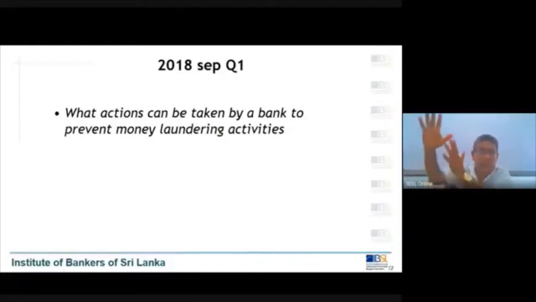You want to stop banks from being involved in money laundering activities. Bank, you are not supporting any activity. So as a bank employee, as a bank, what can you do to prevent this money laundering? First one, under that you can write, apply KYC practices. If a customer comes, always know your customer. So you can say, first point, what actions? Action one, KYC practices.